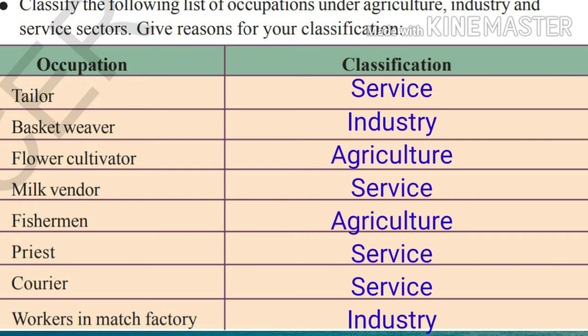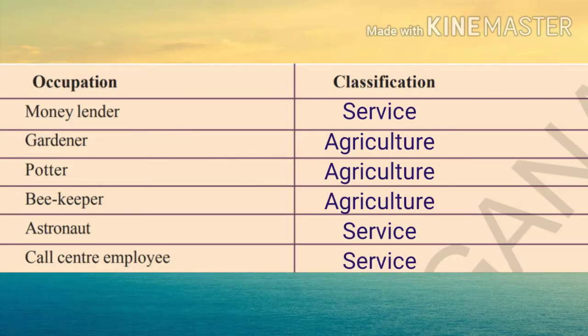A fisherman comes under the agriculture sector. He catches fish and sells in the market. A priest comes under the service sector. He offers his service by performing puja. A courier comes under the service sector. He delivers parcels from one place to another place. Workers in a match factory come under the industrial sector. They produce match sticks by using machines. A money lender comes under the service sector because he lends money to needy people.